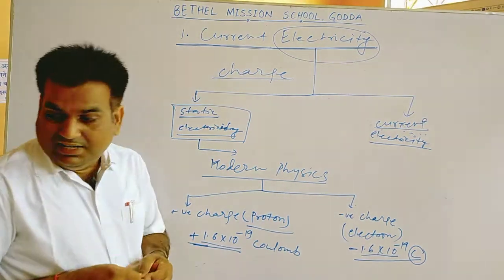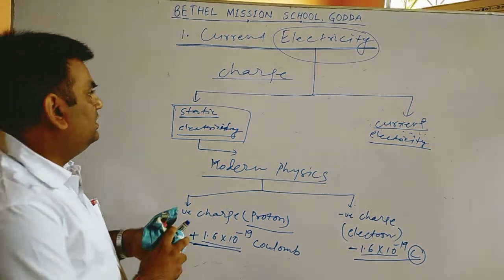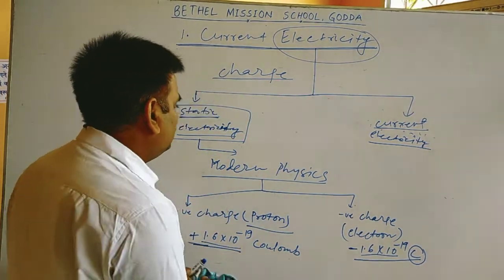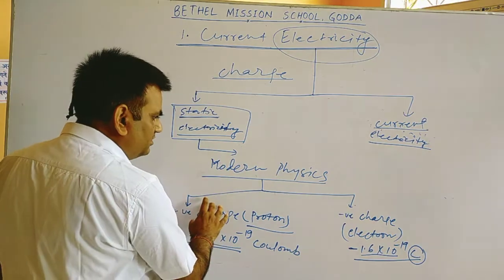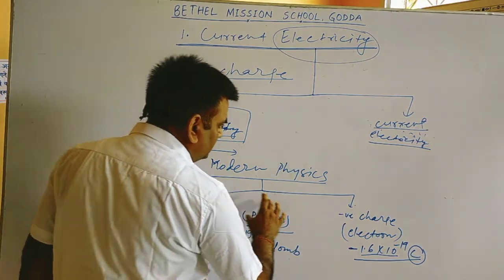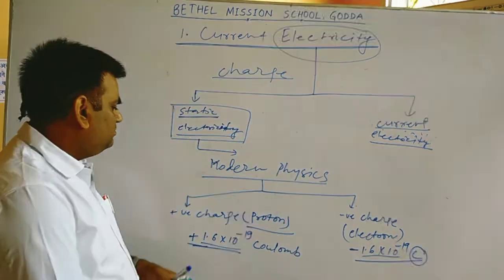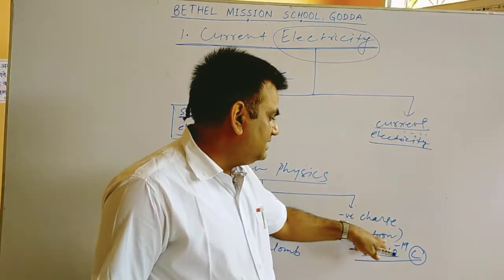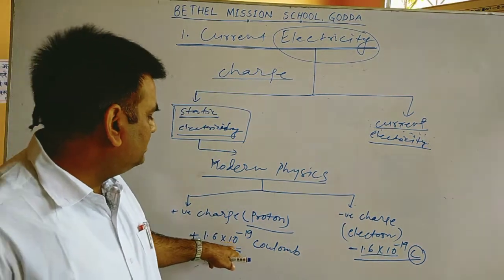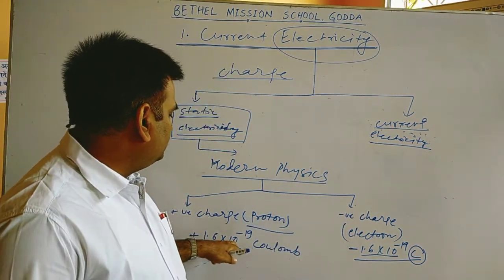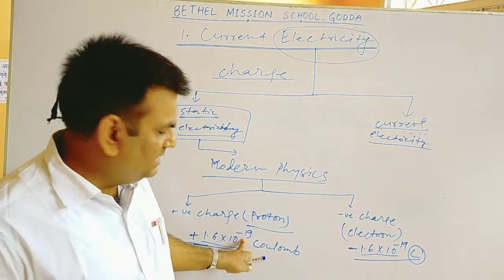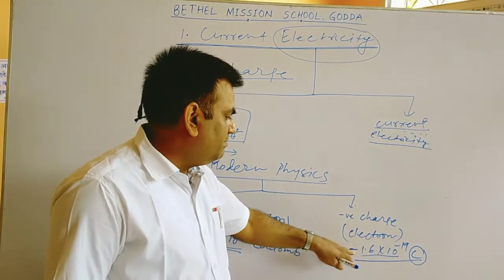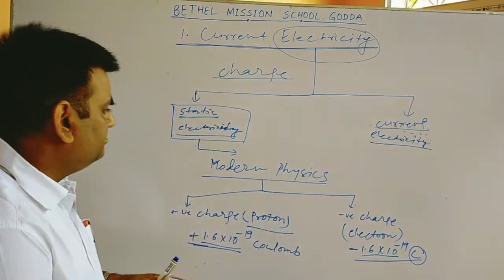Now we will discuss another thing. So do you understand what this is? In modern physics, there are two kinds of charge. This is positive and negative charge. Positive charge we can say is proton, and negative charge we can say is electron. Both have the same value. It is 1.6 into 10 raised to minus 19. It is plus and it is minus. The minus sign shows the negative charge.